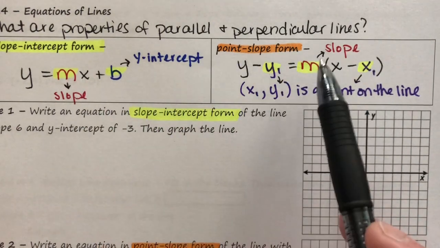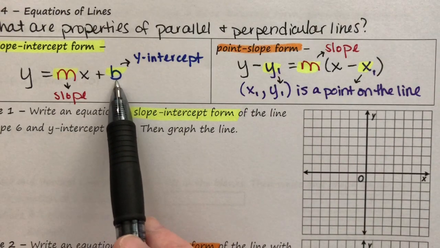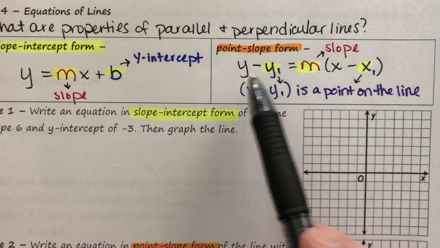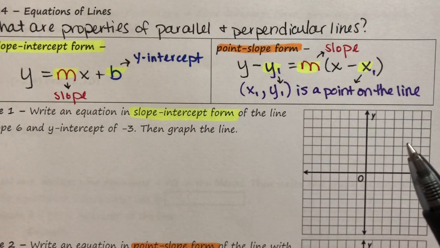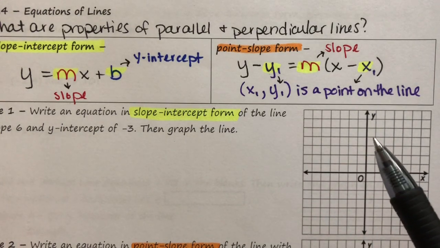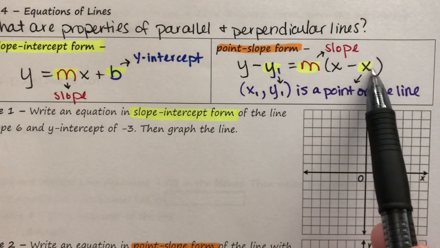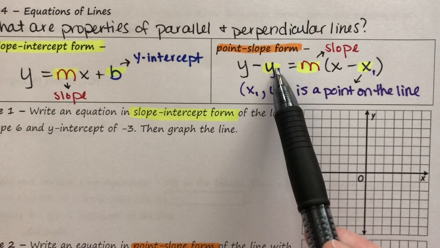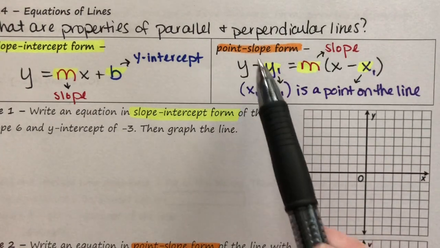Just like over here, m is your slope of your line. And then instead of knowing the y-intercept like we did over here, in this problem, we don't have to know the y-intercept, but we do have to know one of the points on the line, anywhere on the line, just one of the points on the line. And then the x value of that point would go here, and the y value of that point would go here. Everything that I don't have highlighted will always stay that.